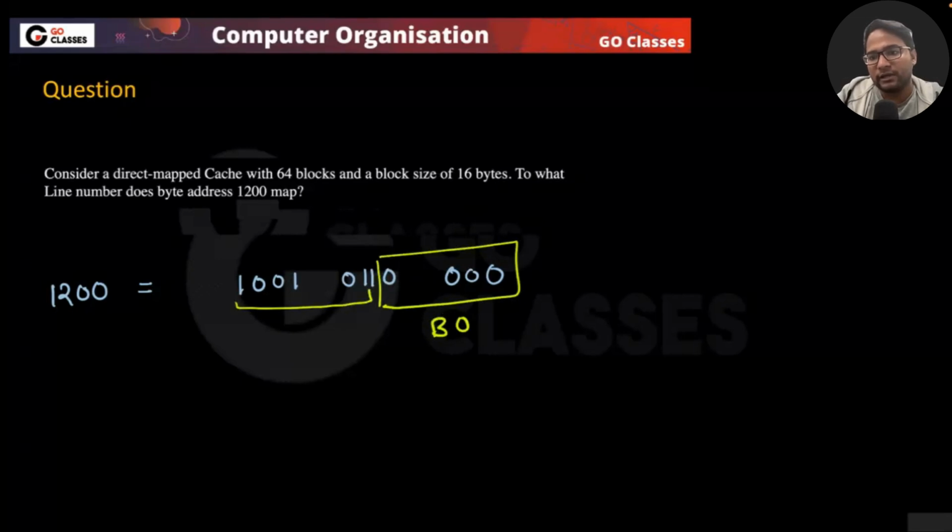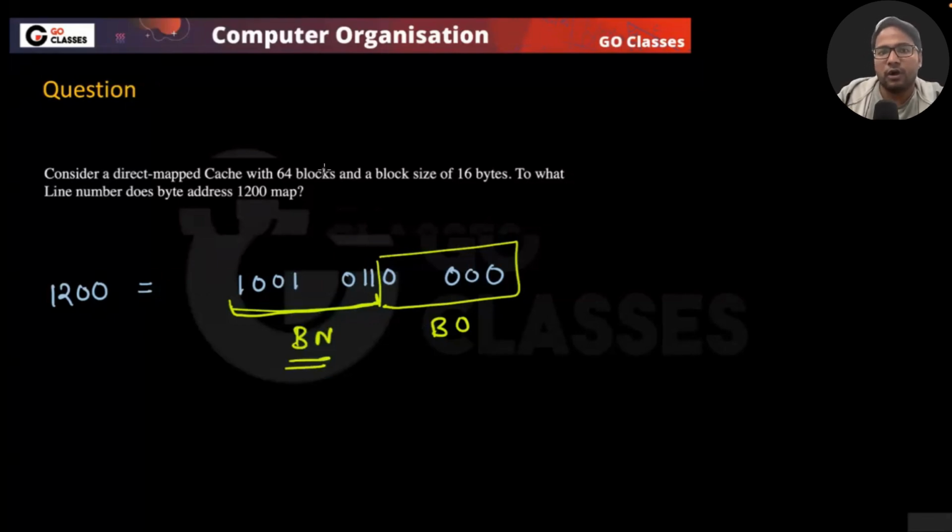Can anyone tell me the decimal representation of this? If you calculate the decimal representation, it's very easy. 2 power 0, this is 3, right? This is 9, and okay. If you calculate, this comes out to be 75, right? Which is the block number. But they have not asked you the block number. They have asked you the line number.